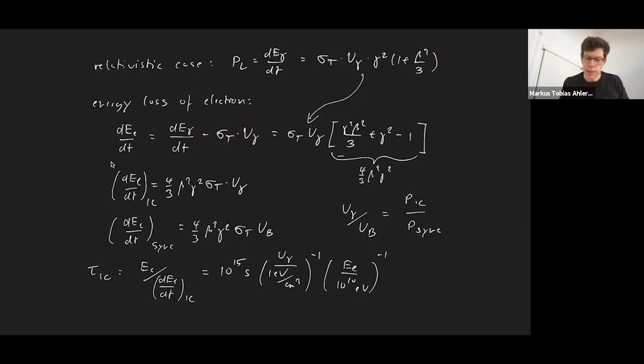And you can do the exercise. Of course, you have the relation that gamma squared is 1 divided by 1 minus beta squared. If you put this in, you will find that the final expression is given by 4/3 gamma squared beta squared. Okay.